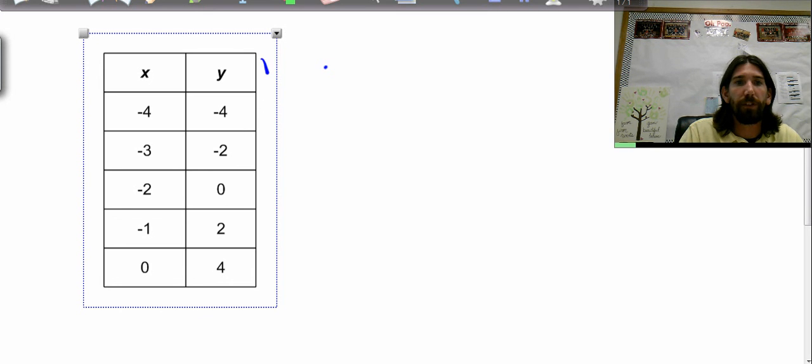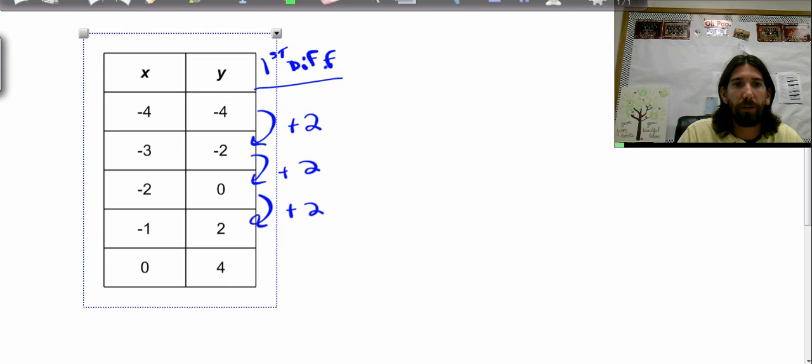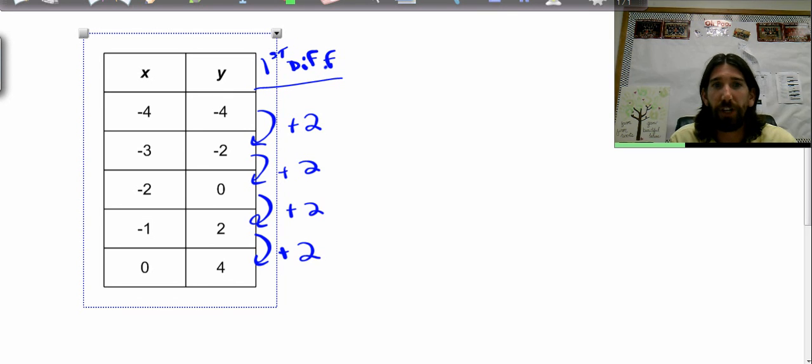So from first differences, here, that's adding 2. Here I'm adding 2. Here I'm adding 2. Here I'm adding 2. What kind of rate of change is that? That's constant. So because it's a constant rate of change, it's not exponential. As a matter of fact, this one is linear.